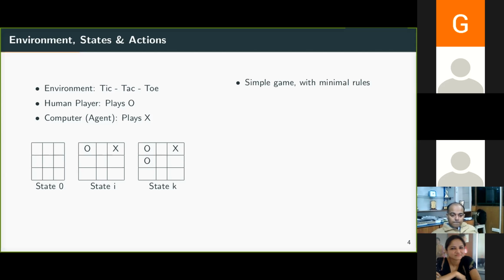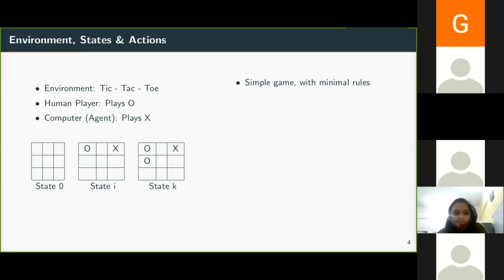There are no complications like the elephant can only move in straight lines and the horse can only do an L-type jump. These are all not there. It is only simple rules. You choose to place a symbol, a dot or a cross, in a particular box. That is the only decision you take. Which box should I place the cross in? That is a simple decision you take.